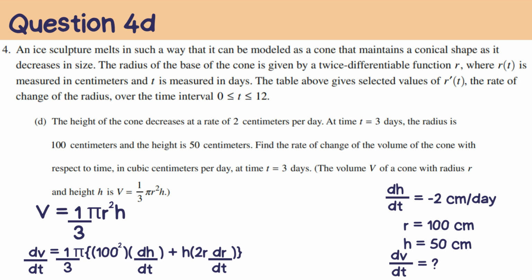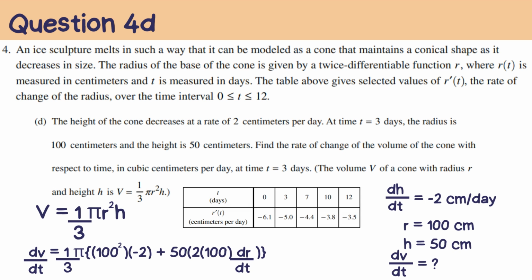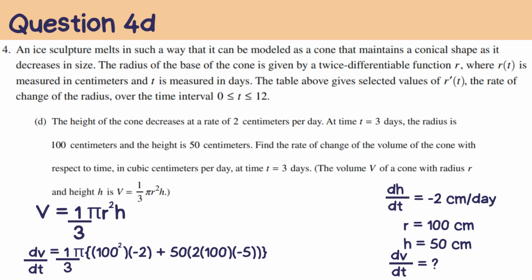So our r value is going to be 100, dh/dt is negative 2 centimeters per day, my h is 50 centimeters, my radius again is 100, and the dr/dt, we're not given that, and so that might be a little bit of a problem, but we can find it by looking at the table which they gave us. And it says that we're looking at this at time 3 days. So at time 3 days, my r prime of t, or my derivative of r, is going to be negative 5. So in place of dr/dt, it's just going to be negative 5.